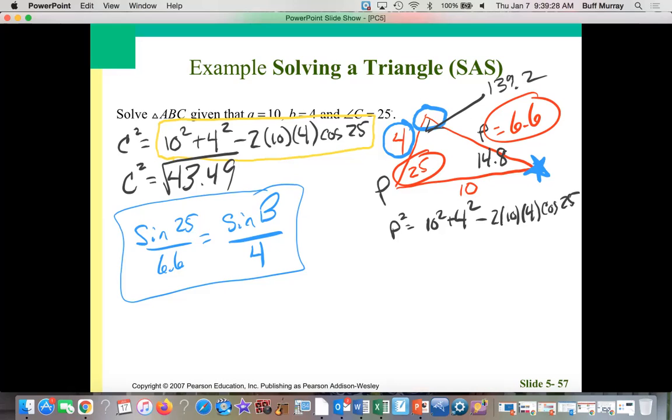And I'm just using subtracting to find that other angle. Okay. Now, questions on that?